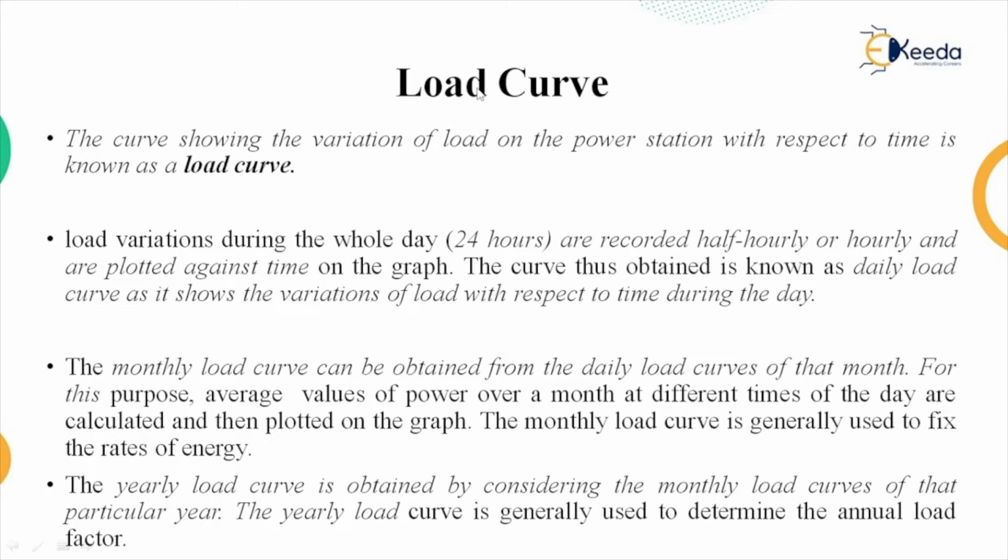So first of all, we start with the load curve. The curve showing the variation of load on the power station with respect to time is known as the load curve. We know that the load is nothing but the consumer end. In the power system, there are basically four main components: one is generation, second is transmission, third is distribution, and fourth is energy consumption, that is load.